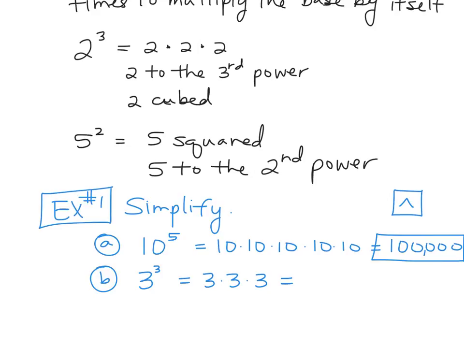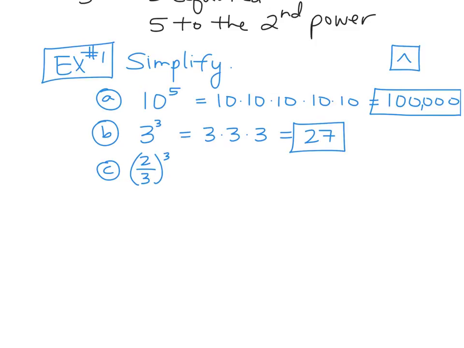9 times 3 is 27. Okay, so that would be 3 to the 3rd power. How about this one? This one looks a little different, and I feel like fractions kind of freak people out. Don't let it freak you out because it's really just as simple as the last problem was.